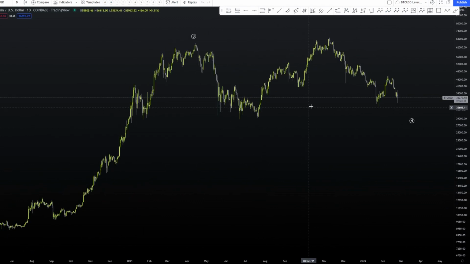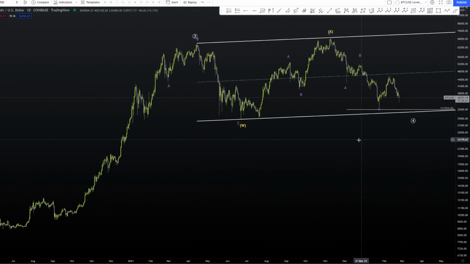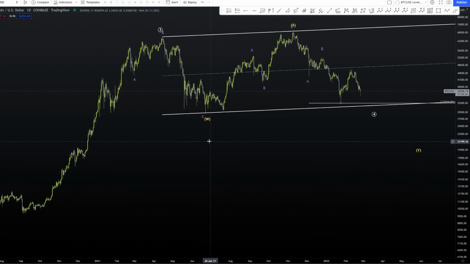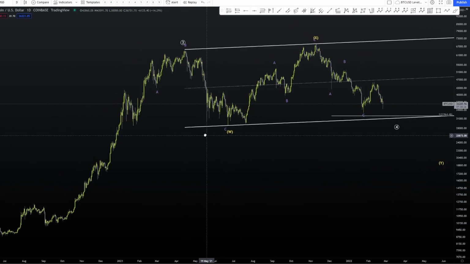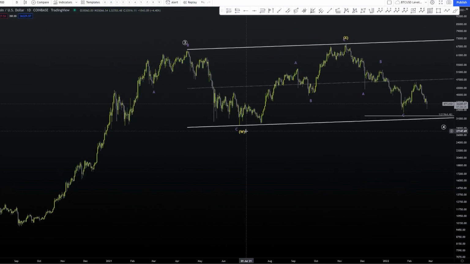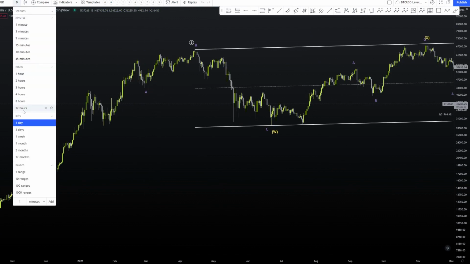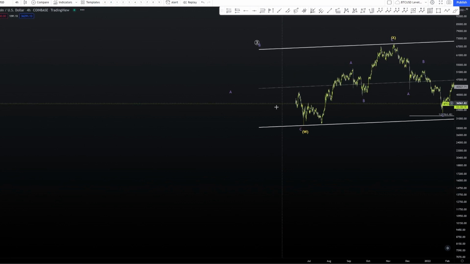The first count that I want to be showing you guys today is the WXY, because I think this one actually is starting to become more likely than it was previously. And we get this W wave here. This would be an expanded flat for an ABC. This would be an ABC for the A wave. I'm going to zoom in to show you guys a little bit more detail so you guys could see what I'm looking at.